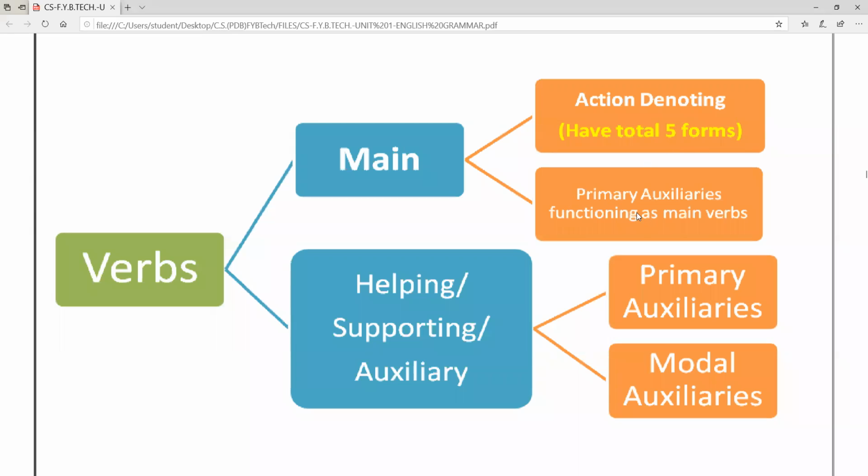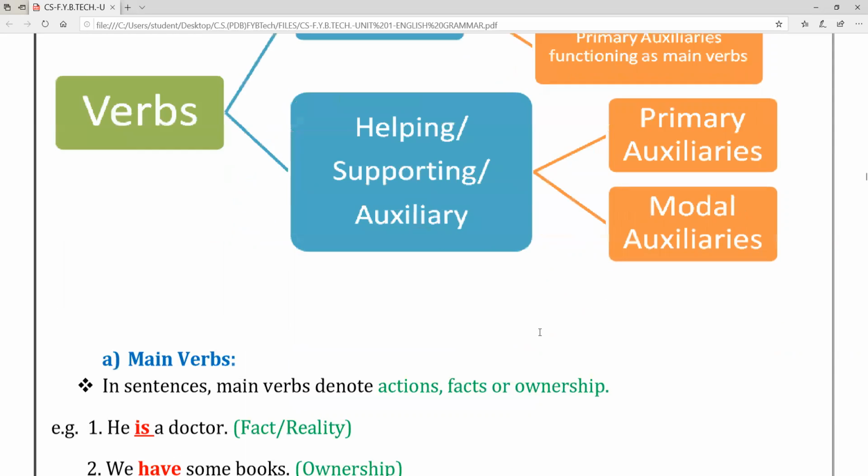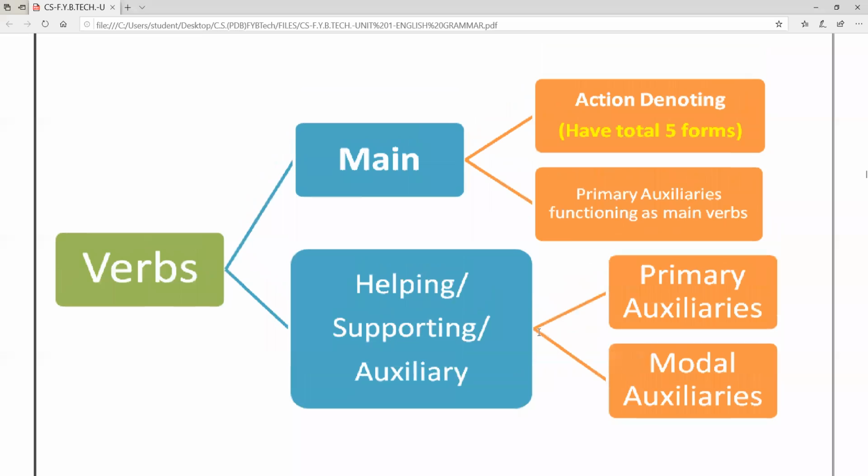Okay, and second type of verb is helping verb, supporting verb, or auxiliary verb. So these auxiliary verbs are divided into two types, that is primary auxiliary and modal auxiliaries. Okay, primary auxiliary आणि modal auxiliary मध्ये हे auxiliary किंवा supporting किंवा helping verb हे काय केलेले आहेत तर डिवाइड केलेले आहेत. So this is the chart.